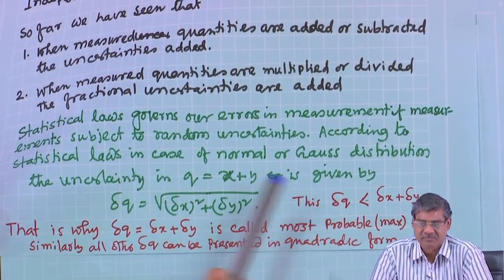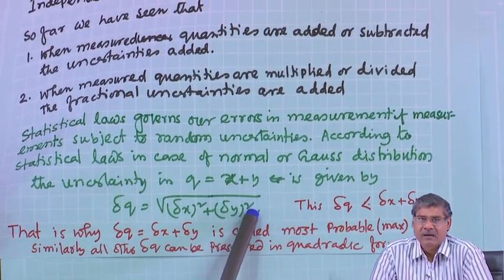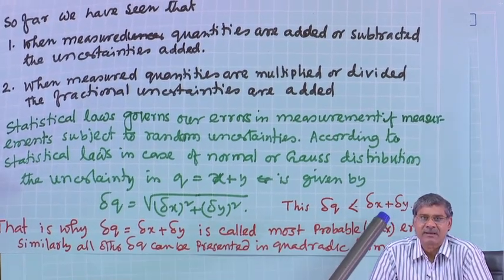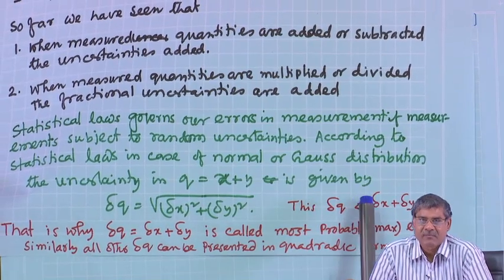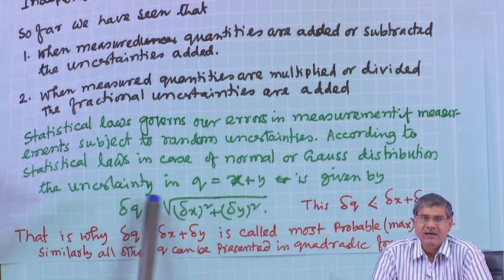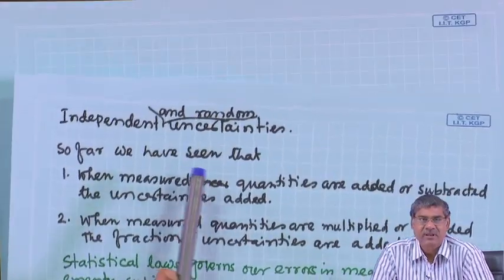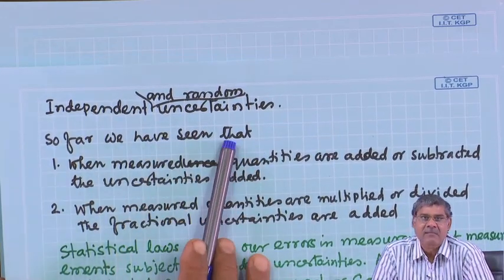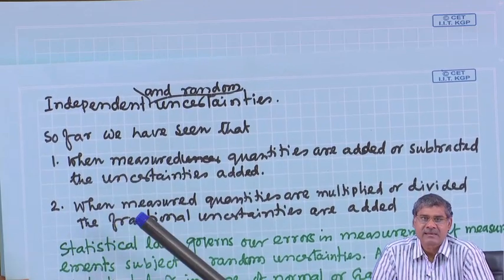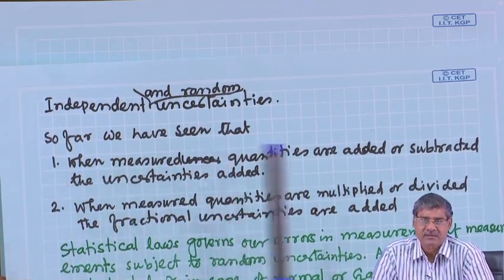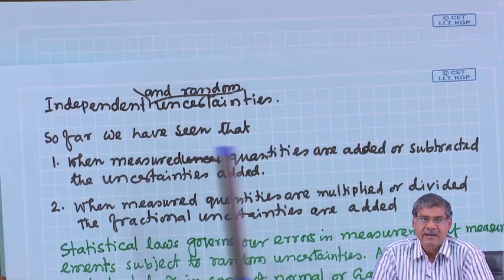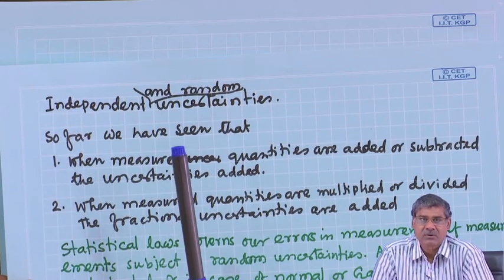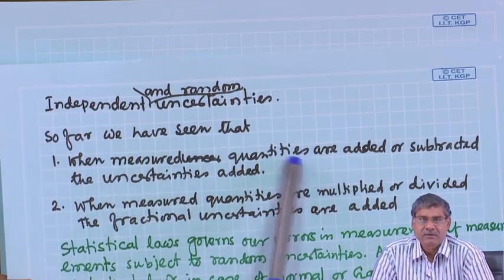So, here basically it is telling us that if you consider del x plus del y, then you are overestimating your error, but the actual error should be like this. And the only restriction is that this is valid only for independent and random uncertainties. So, the error is of random type, and the parameters related with the physical quantity q are independent. Okay. In that case only it is valid.